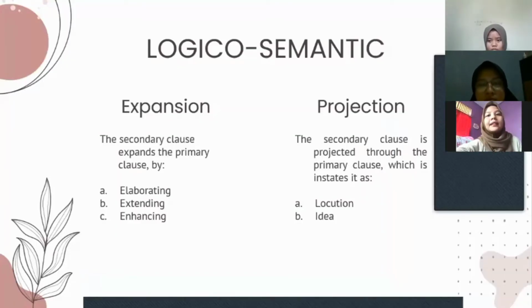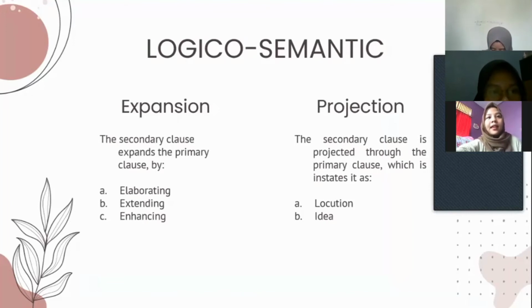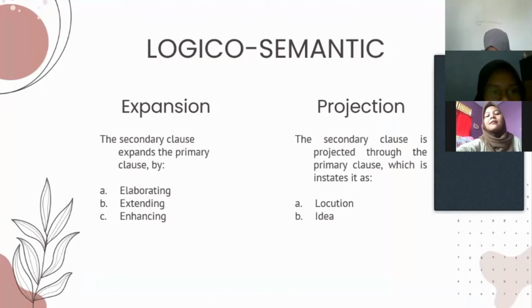All right, next about logico-semantic. In logico-semantic, there are expansion and projection. Expansion, the first one. Expansion relates phenomena as being of the same order of experience. Then there are some subtypes of expansion, such as elaborating, extending, and enhancing.